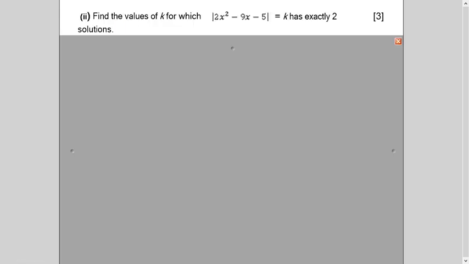So the next part of the question is: find the value of k for which this function equals k has exactly 2 solutions. First of all, you need to understand the meaning of the question. When we say solutions, it means where curves are intersecting in this case, because it is equals to k. So this curve is intersecting with this line because k is any number. Now, if you remember coordinate geometry, when you do y is equals to 2, y is equals to minus 1, it is a horizontal line. Agreed?